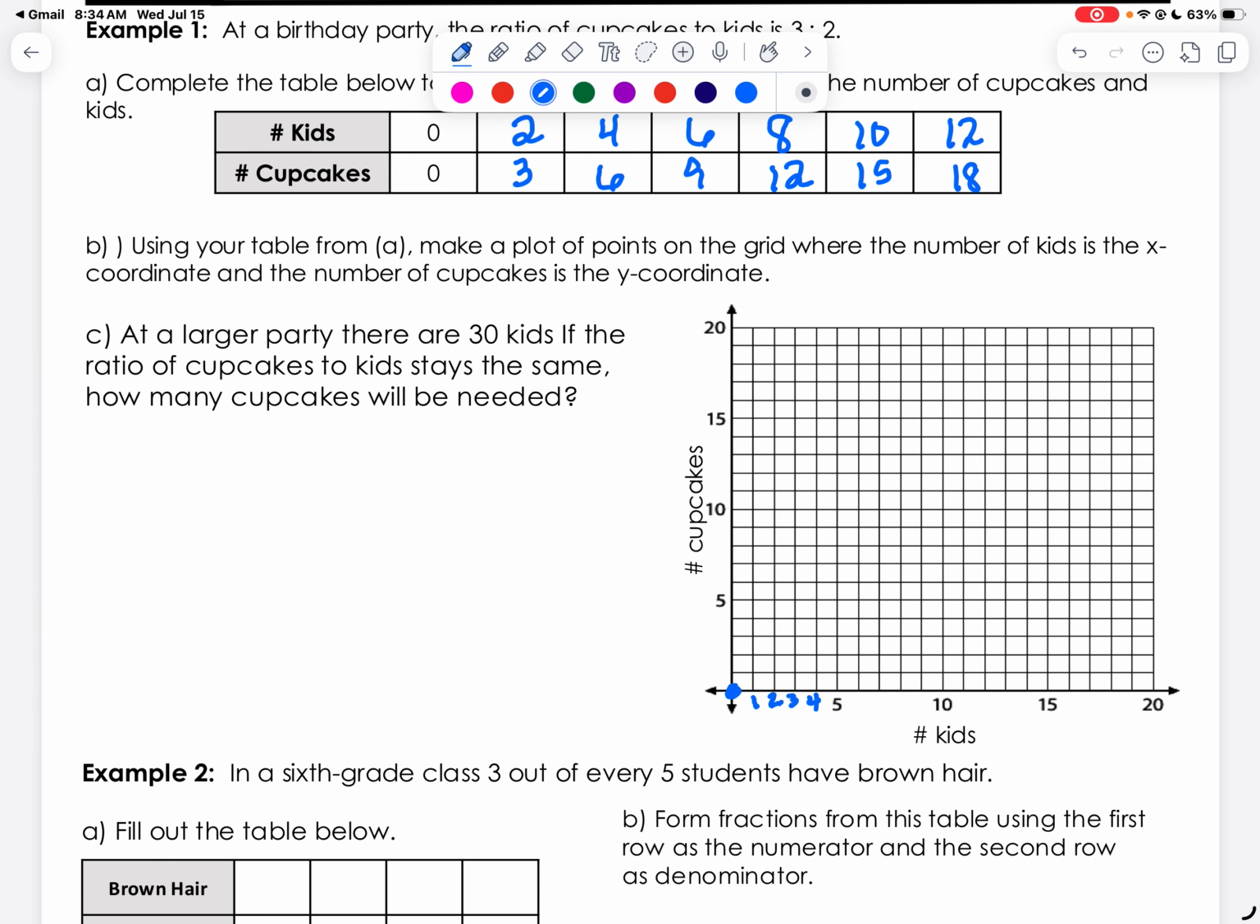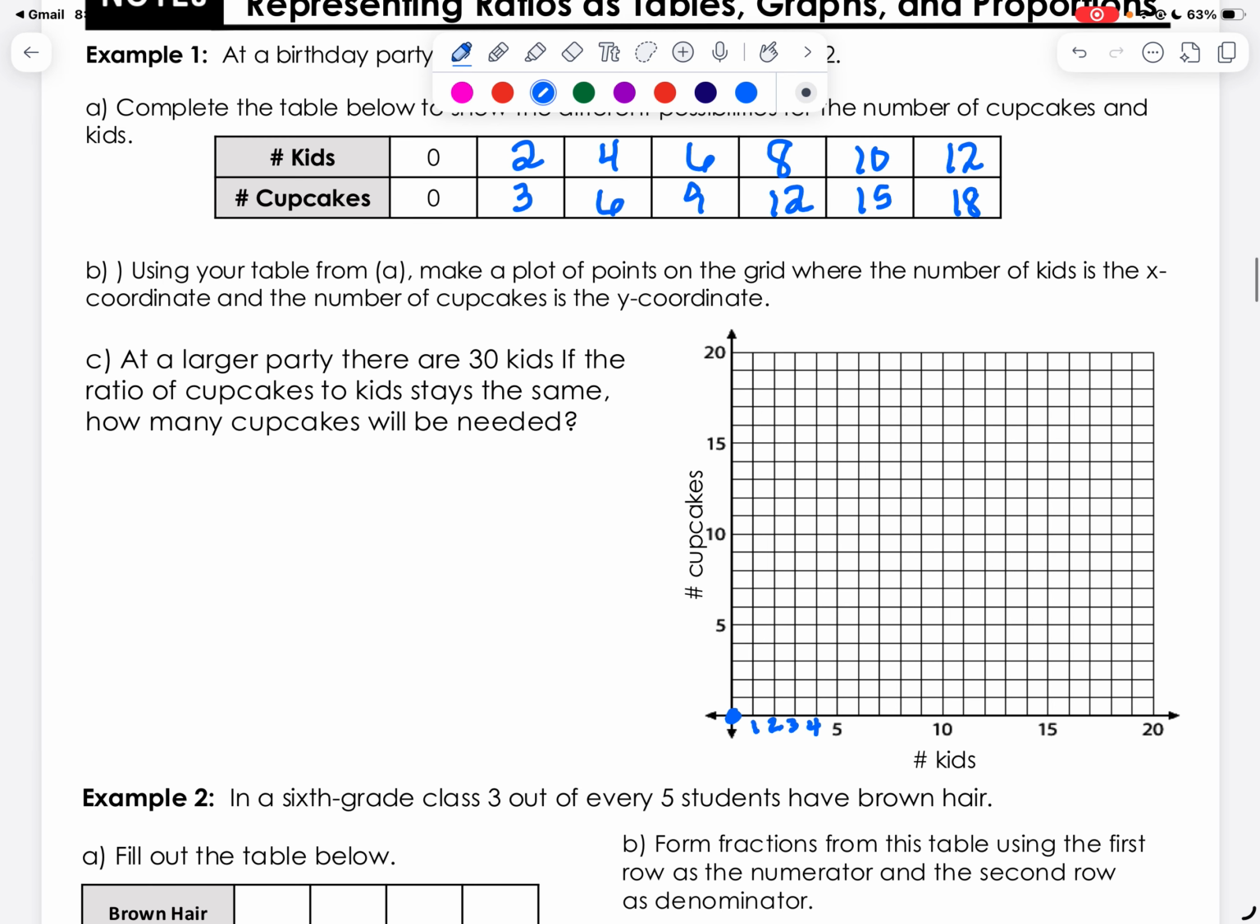All right. So if I wanted to plot the next ratio, 2 to 3, there are 2 kids, 3 cupcakes. So on my graph, I'm going to go from 0, 0, I'll go right 2, and then up to 3 cupcakes. 1, 2, 3. So 2 kids, 3 cupcakes would land right there. All right. Now we want to plot 4 kids, 6 cupcakes. So 4, 1, 2, 3, 4, 5, 6. Okay. Hopefully you're going to see something interesting happening here on this plot when we plot these ratios.